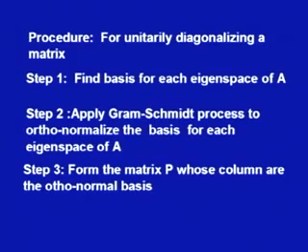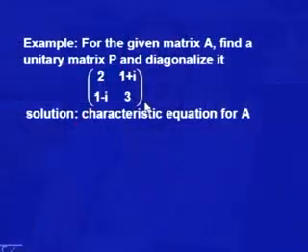Now, in the next example, we illustrate this procedure for unitarily diagonalizing a given matrix A. In this example, the matrix A is given as a 2 by 2 matrix. We are considering 2 by 2 matrices because they are simple. We have to find a unitary matrix P which will diagonalize this given matrix A. To find matrix P, we first have to obtain the eigenvalues and then the corresponding eigenvectors.